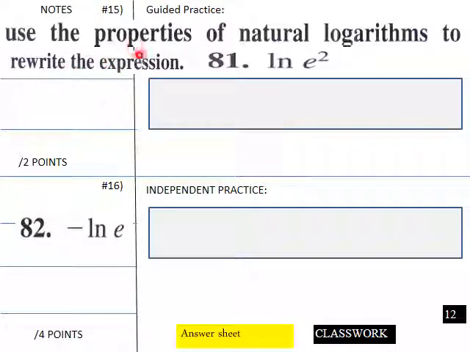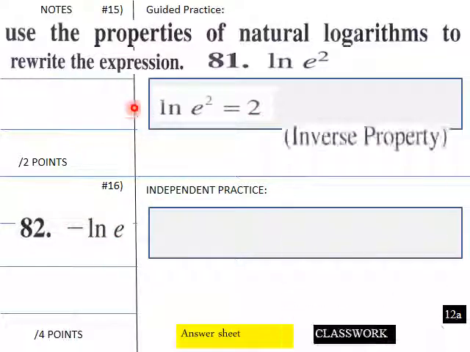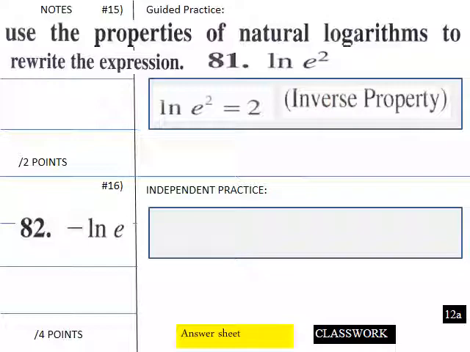Okay, let's do one of these. Rewrite the expression. So natural log e squared, using the properties of natural logs. This is yours down here, students. So let's do our guided practice up here. Natural log e to the second power. Don't forget you have natural log base e of e squared, and then your e's would cancel here, and the 2 would drop down, so this would equal 2. I'm going to let you handle that one. It's the inverse property again.